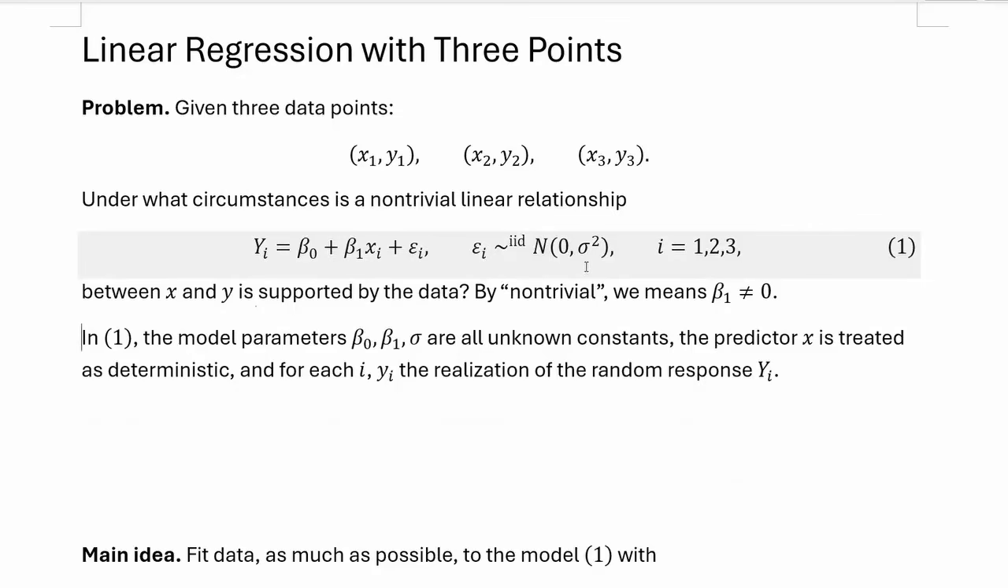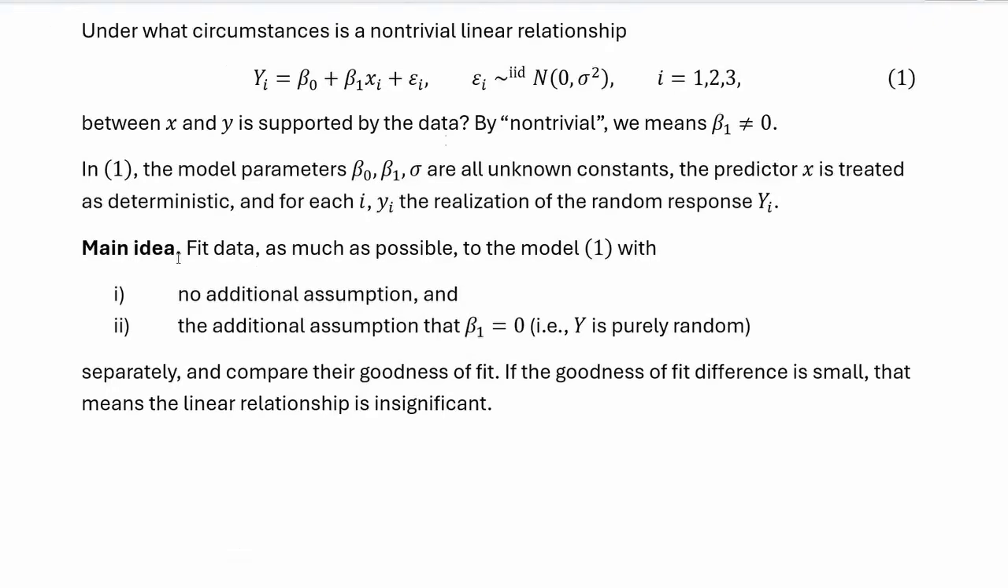The predictors x1, x2, and x3 are treated as deterministic. So there is no randomness to the coefficients, the x, and the sigma. Okay. And for each i, Yi is a random variable because it's a fixed number plus some noise. And we treat the little y's, little y1, y2, and y3, as realizations of the random variables big Yi.